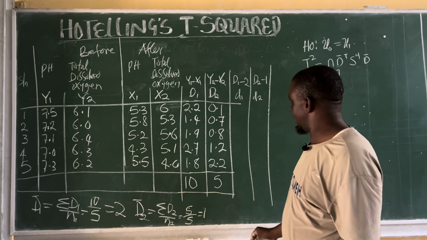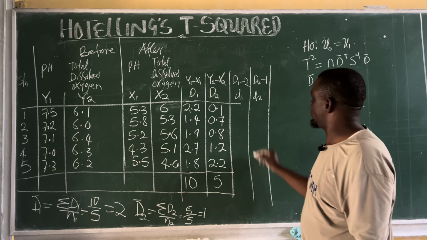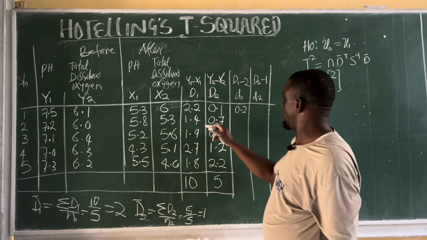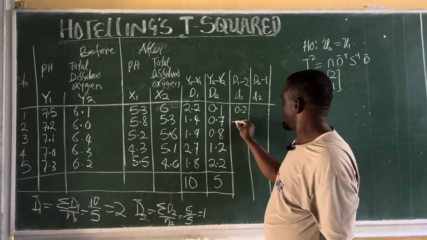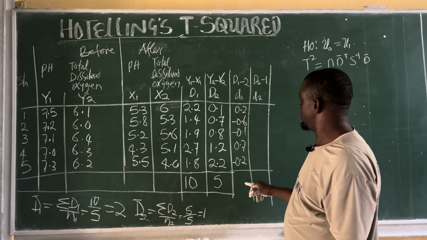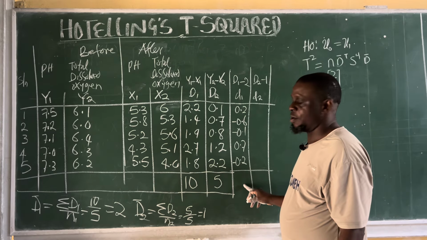Okay? Now, once we do that, you see that here, D1 is 2.2, and the mean is 2. So 2.2 minus 2 is 0.2. 1.4 minus 2 is minus 0.6. 1.9 minus 2 is minus 0.1. If we sum this, it will be 0. And that confirms the characteristic of the arithmetic mean, that deviation from the mean will always be equal to 0. So that mean is correct.